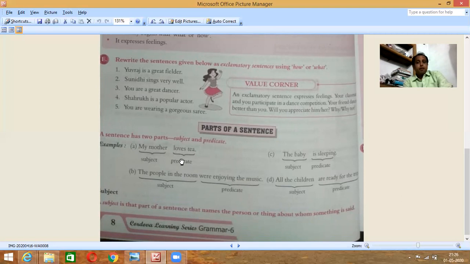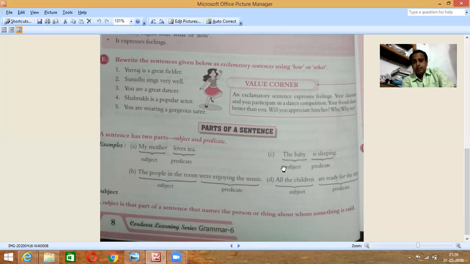How? I can tell you. You have to take the verb. My mother loves tea. What is the verb here? Loves. Then you have to ask the verb with who. Who loves tea? Answer is my mother. Now come to the next sentence. The people in the room were enjoying the music. Here what is the verb? Were enjoying. Who were enjoying? The people in the room. So the people in the room is the subject in this sentence.